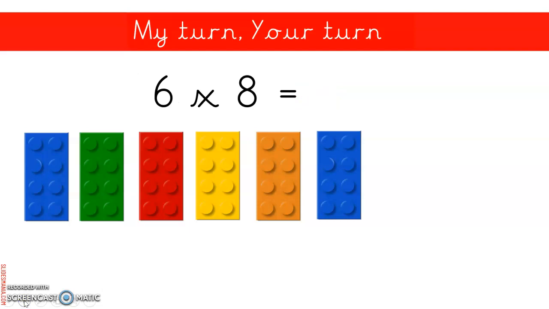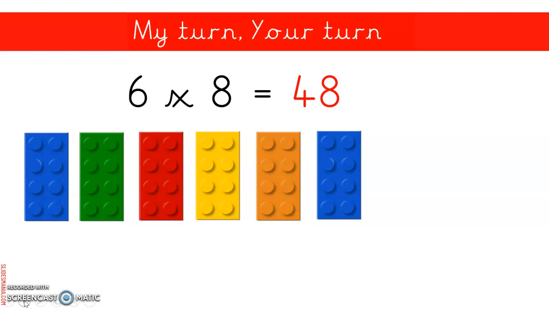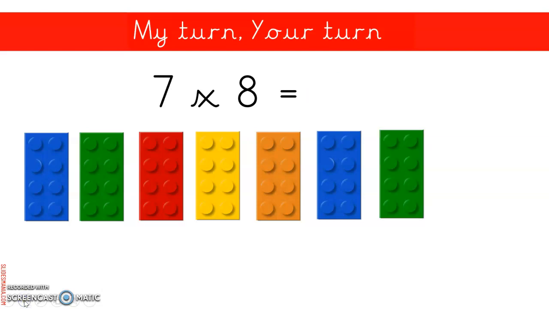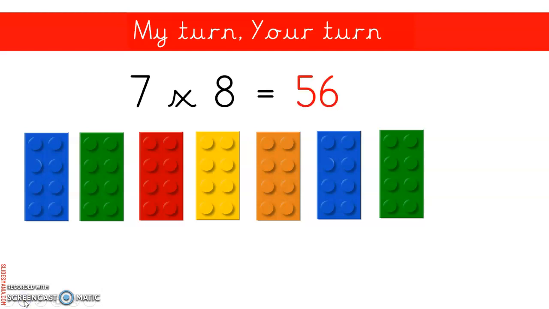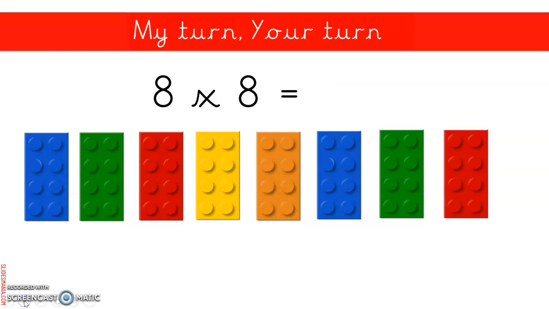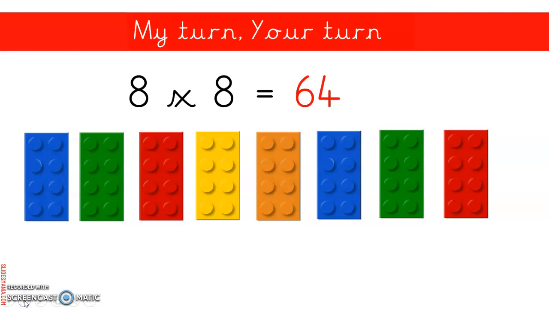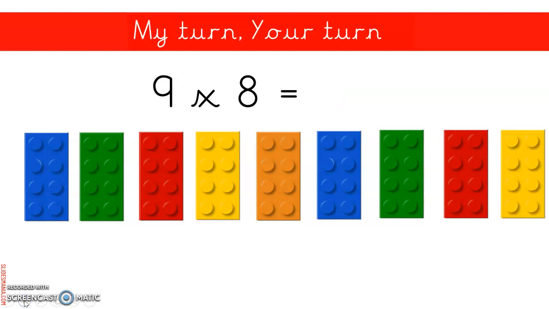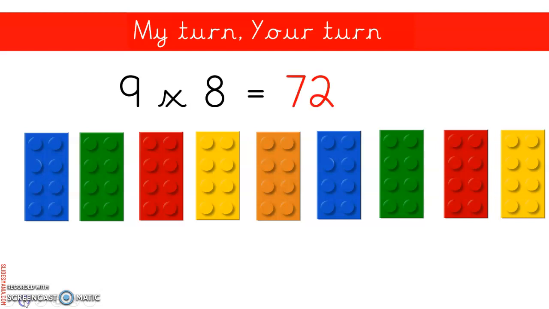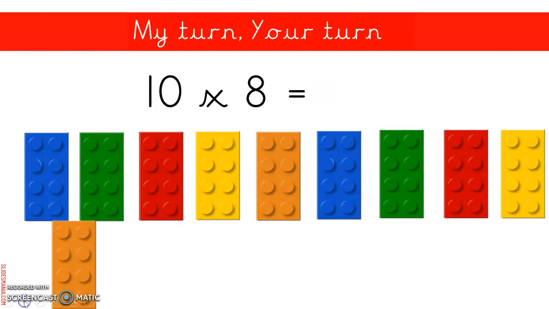6 times 8 is. What is it? Brilliant. 48. 7 times 8 is. Getting tricky now. 56. 8 times 8 is. Well done. 64. 9 times 8 is? Tricky one. Your turn. 72. Easy one now. 10 times 8. We can use 8 times 10 to help us with this one. Your turn.